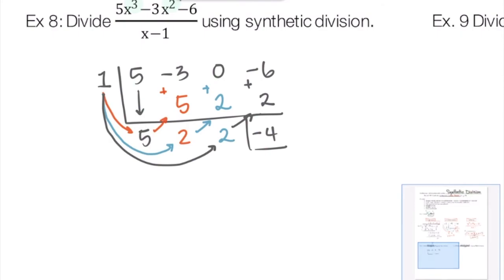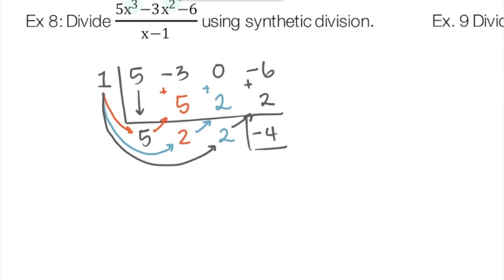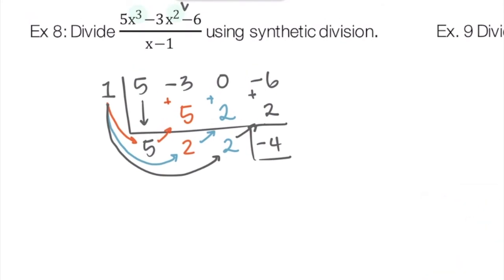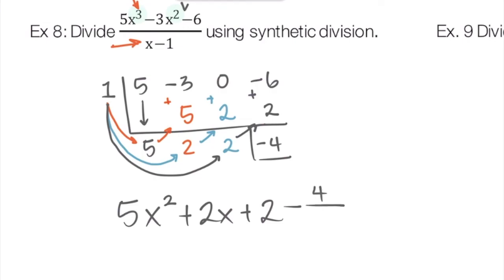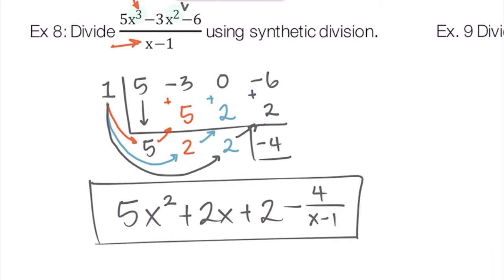Now, let's just talk about what, these are coefficients. We need to talk about what the variables should be. The key is it's always 1 less than it started with because you're dividing by just an x to the first. So here our final answer should be 5x squared plus 2x plus 2, and then that -4 is your remainder, so you're going to put -4 over the original denominator, and there is your final quotient.